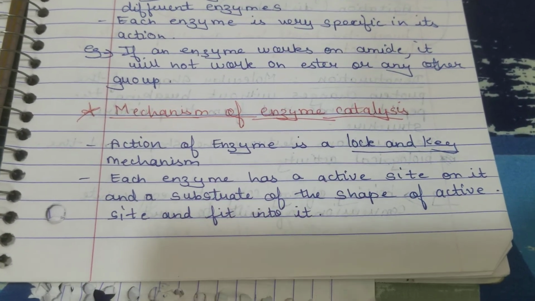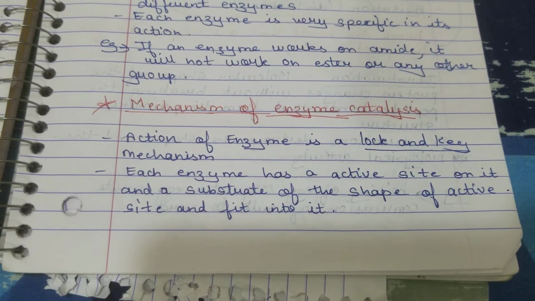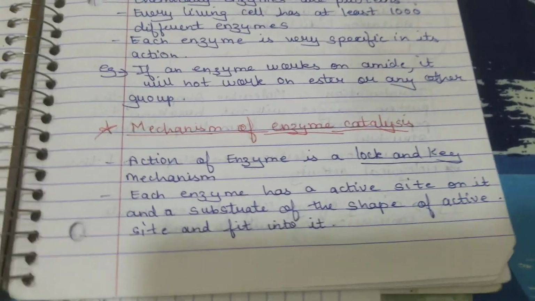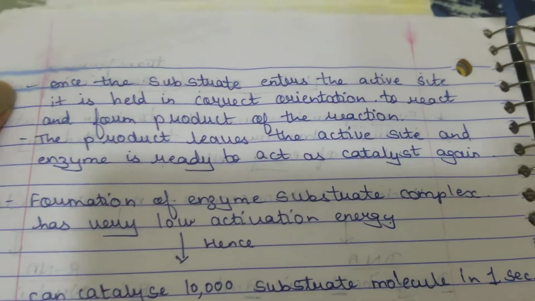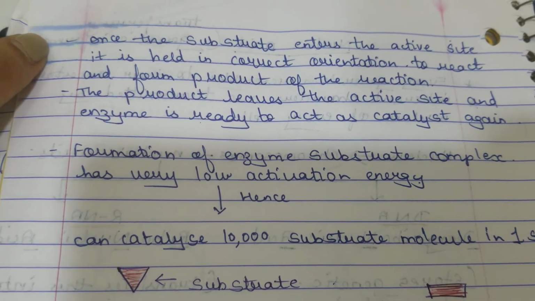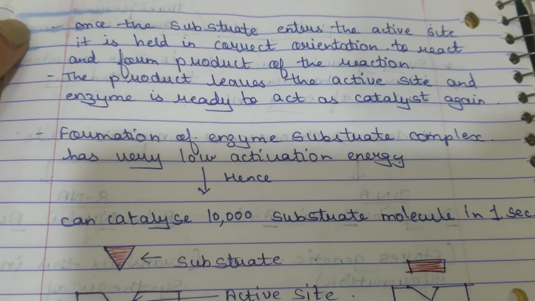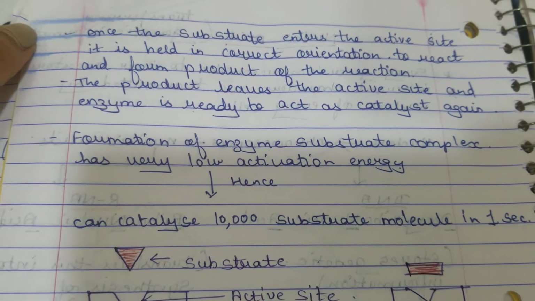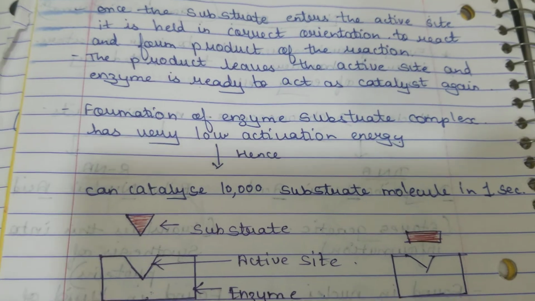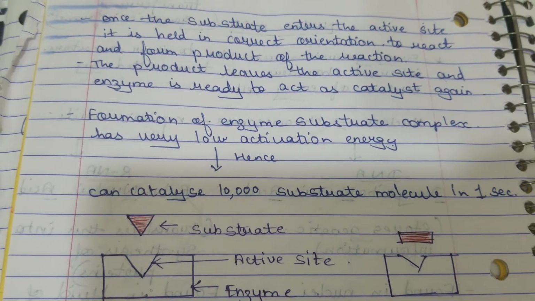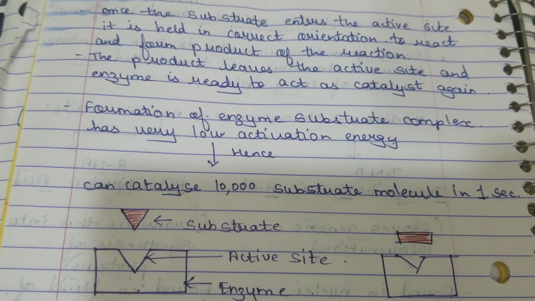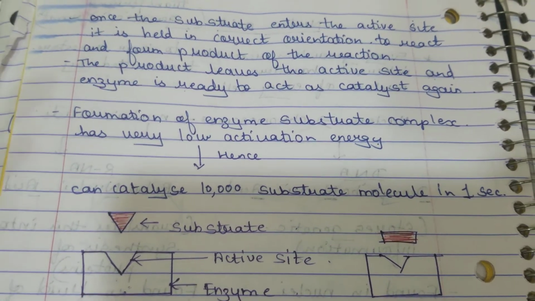Each enzyme has an active site on it, and a substrate has the shape of the active site and fits into it. I'll explain to you what is the meaning of this. Now once the substrate enters the active site, it is held in the correct orientation to react and form the product of the reaction. The product leaves the active site and the enzyme is ready to act as a catalyst again. Now formation of the enzyme-substrate complex has very low activation energy, and that is why it can catalyze about 10,000 substrate molecules in 1 second.